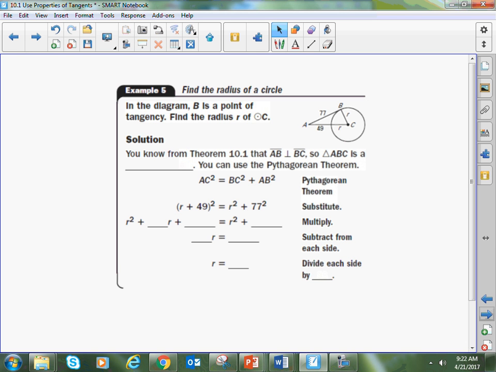So what they're telling us in the diagram, point B is a point of tangency. So I can claim AB is tangent to the circle.